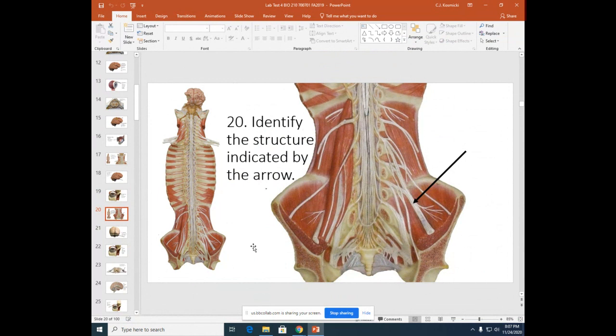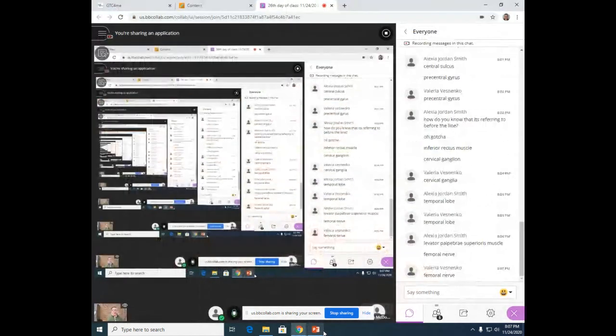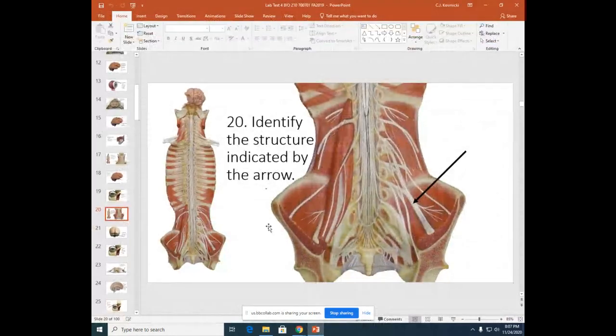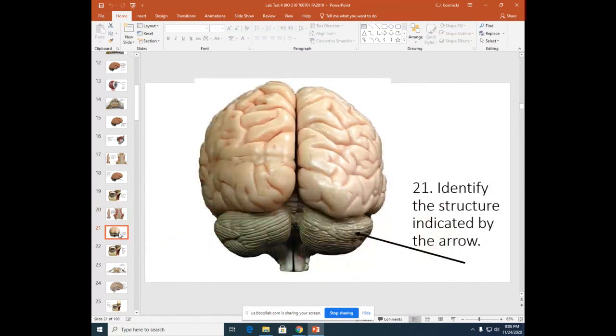That's the femoral nerve, okay. What do we got at home? Femoral nerve, good job, y'all. The femoral nerve innervates your quadriceps, a big player in that. Also the sartorius, that long muscle there.